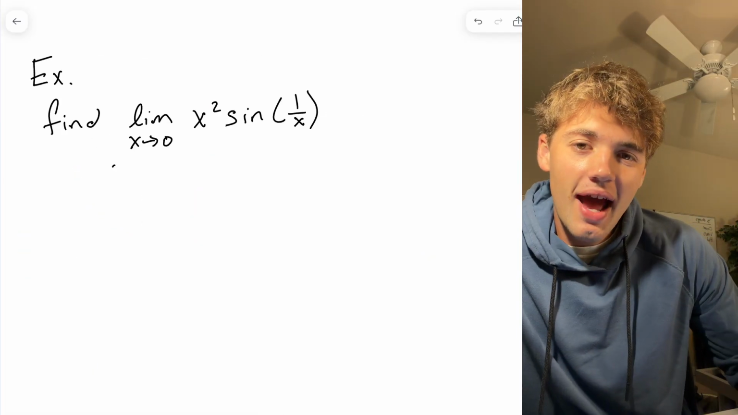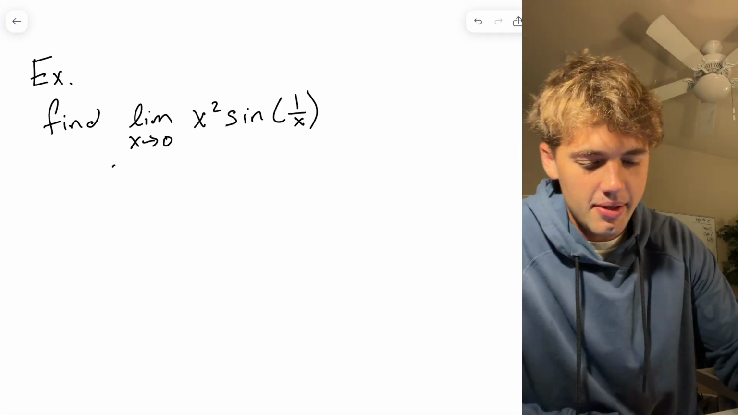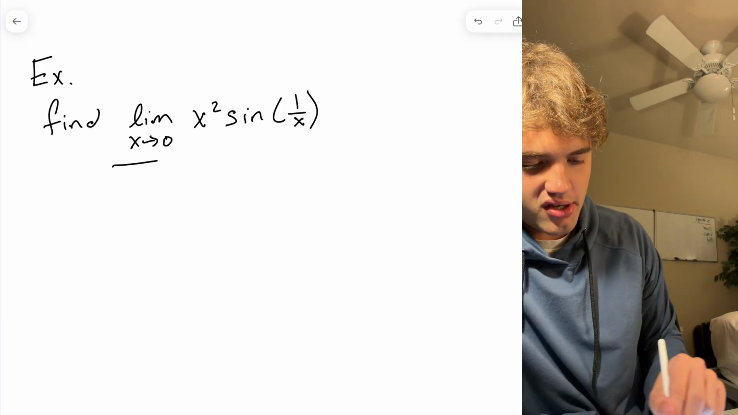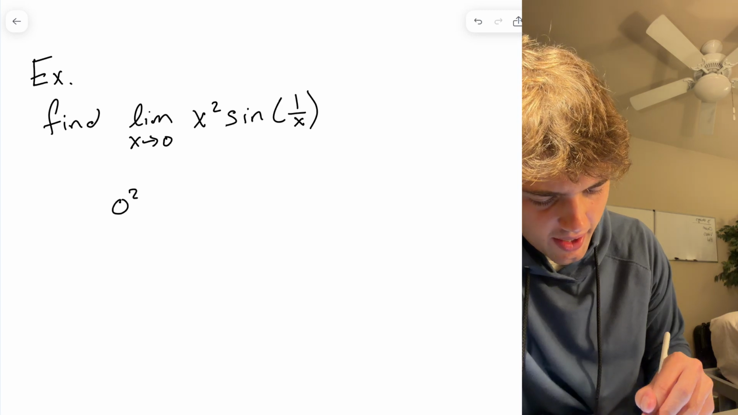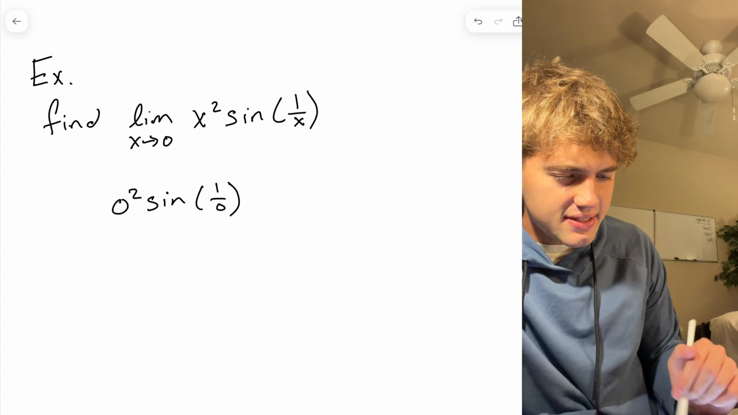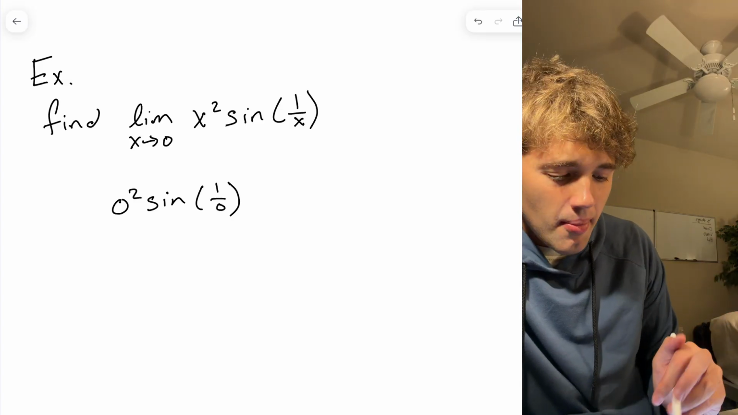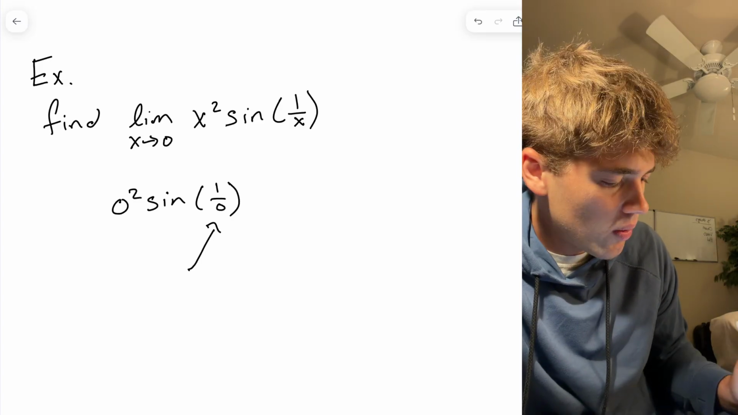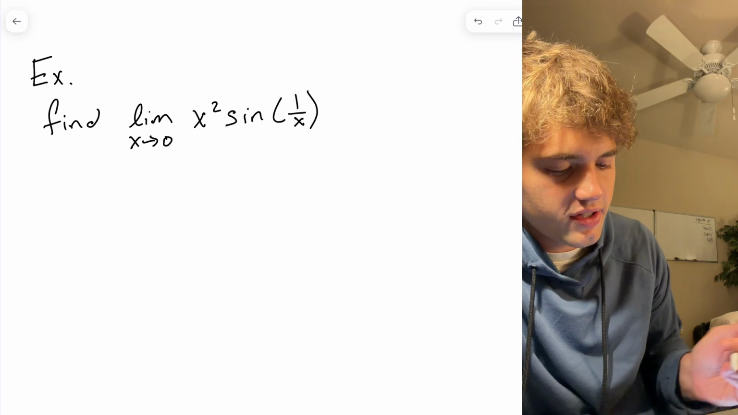Here's another example on how we can use the squeeze theorem to find a more difficult or trickier limit. If we try and use direct substitution to solve this limit, we'll get 0 squared sine 1 over 0. And this is kind of funky because do we multiply everything by 0, make it 0? But what about this division by 0 as well? What are we going to do with that? So we're going to have to use the squeeze theorem to solve this one.